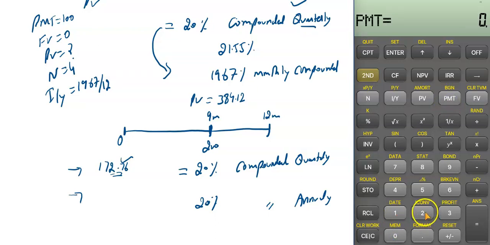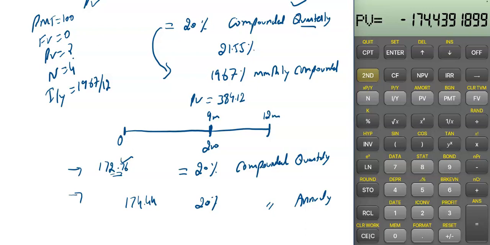compounded annually, so I/Y is 20, and time is 9 months, so N will be 9 over 12, that is 0.75, and present value will be 174.44. So if there is a single cash flow, there is no problem of using different rates. You can calculate the present value by using any rate.